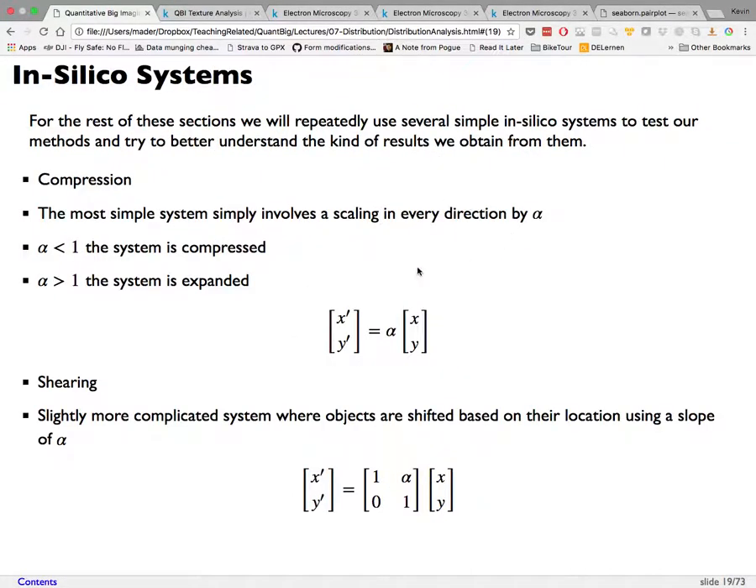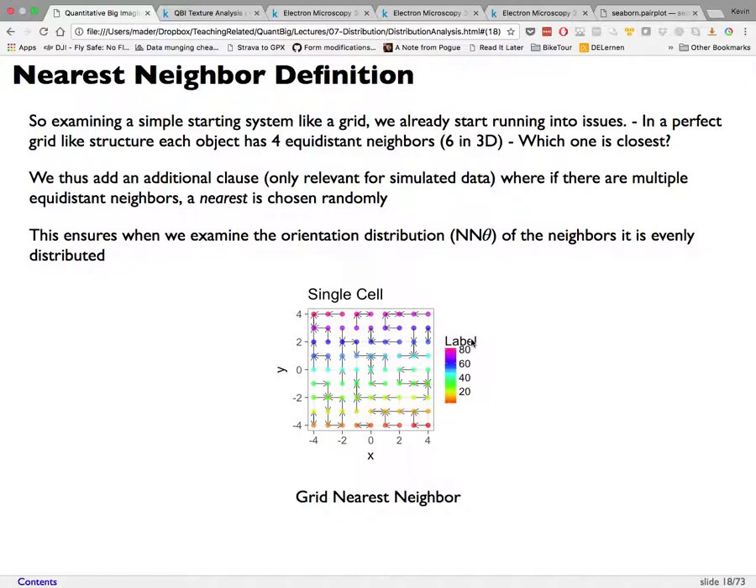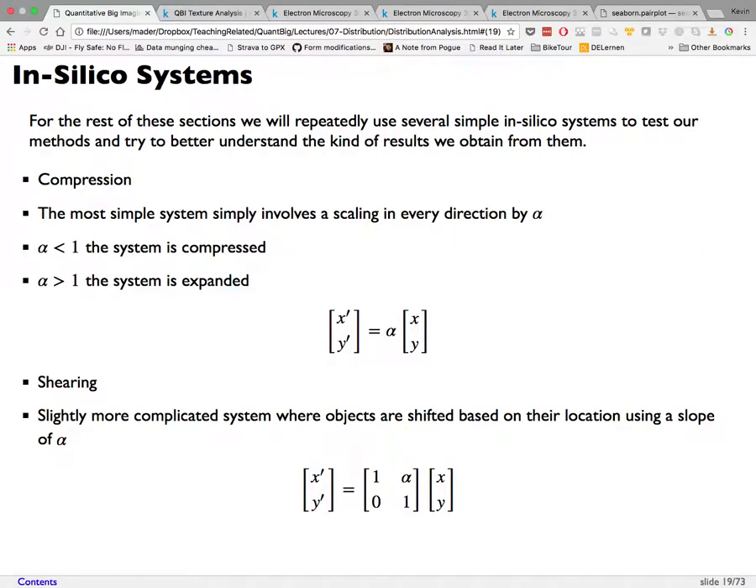And so what we want to have now is a way of showing what all these metrics mean. And so what we do here is rather than taking a real sample, we start off with a completely synthetic sample, and we apply a number of different transformations to it. So the first transformation we apply is compression, and this involves scaling by an alpha component in every direction. So this is very simple. If you scale by alpha, and alpha is less than 1, you compress it. If it's greater than 1, you expand it.